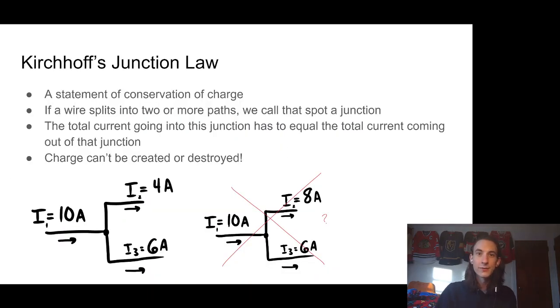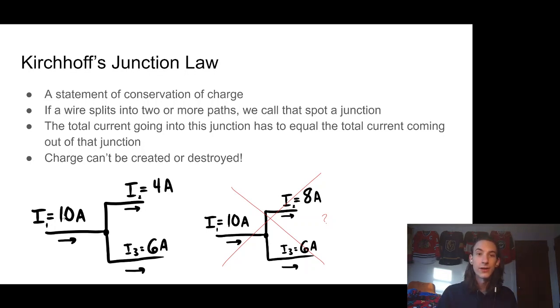And then the other law that we have, the other rule, is Kirchhoff's Junction law or Junction rule. This one is one that we were much more comfortable with using, and it's really just a statement of conservation of charge, the idea that the amount of charge into our circuit has to equal the amount of charge out of our circuit. If we ever come to a junction, where we split our wire into two or more paths, we call that a junction. Whenever we come to a junction, the total current into our junction has to equal the total current coming out of our junction, because we're not creating or destroying charge.